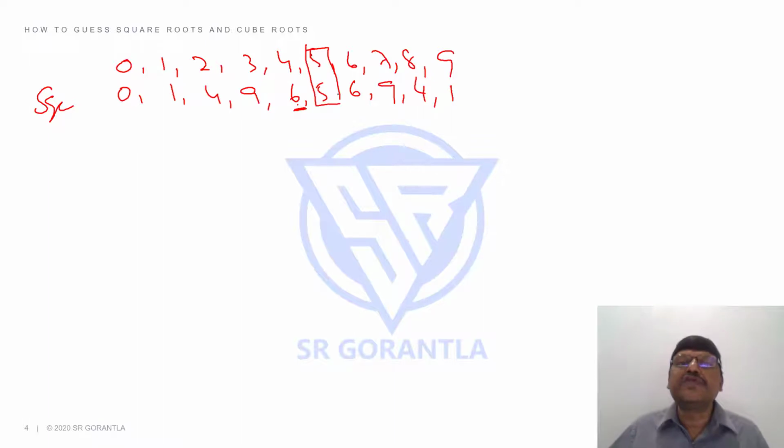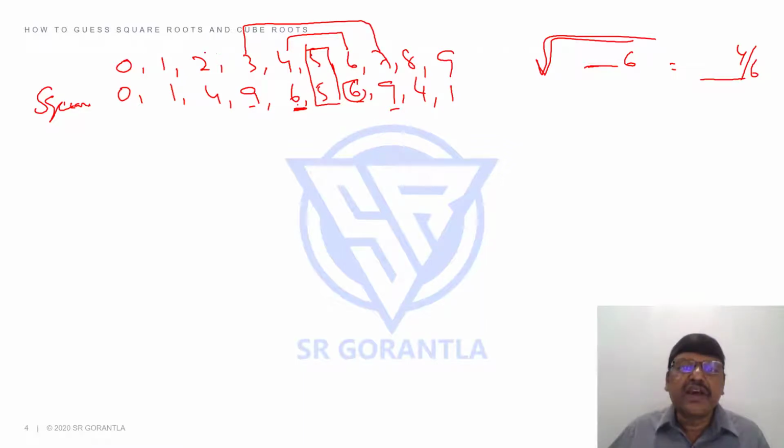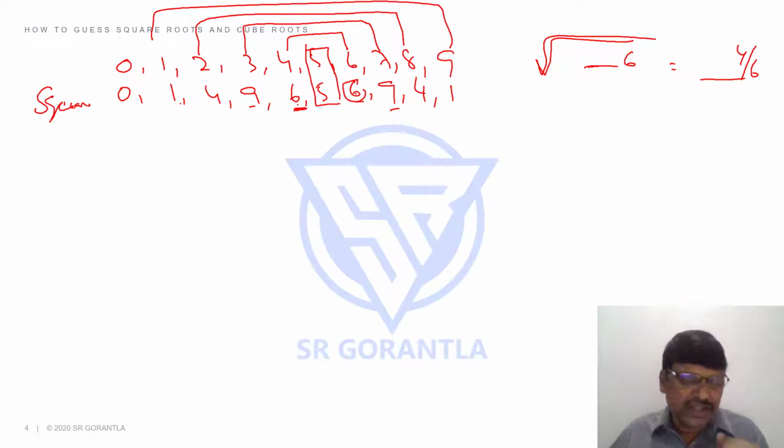Anyhow, if a perfect square is ending with 6, the square root of that number will have either 4 or 6 at the unit place. That is the first point. Similarly, if it is ending with 9, what can you say? 3 or 7. Ending with 4 means 2 or 8. Ending with 1 means 1 or 9. So that is one thing.